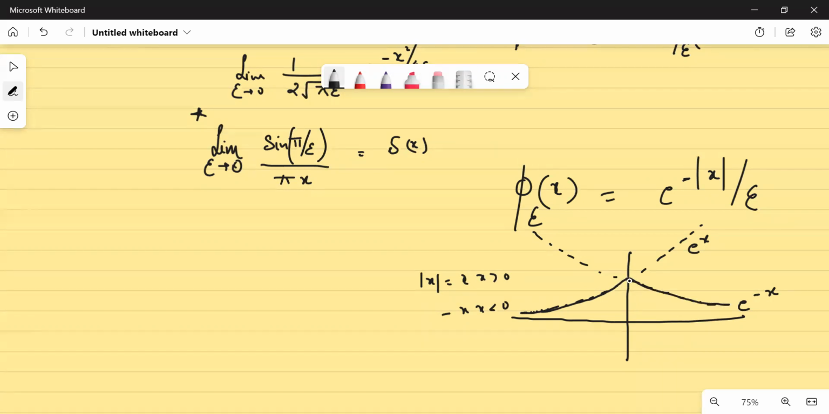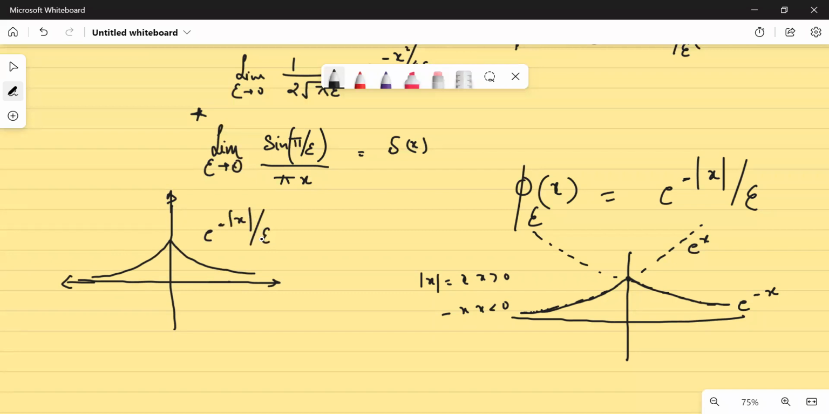And this is clearly non-differentiable because here it is a sharp peak. And if I try to multiply it, this will be this way. Okay. Now, instead of this, I will write e raised to power minus mod x upon epsilon. Okay. Now, as epsilon tends to 0, this particular argument will become infinitely large if x is not equal to 0.